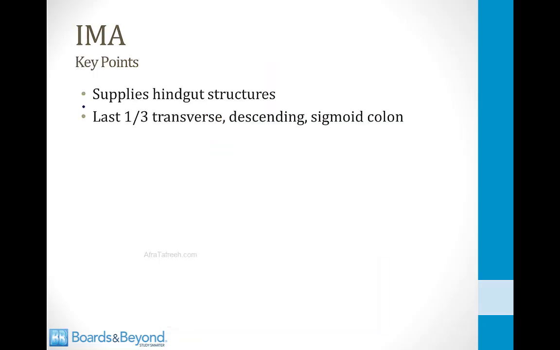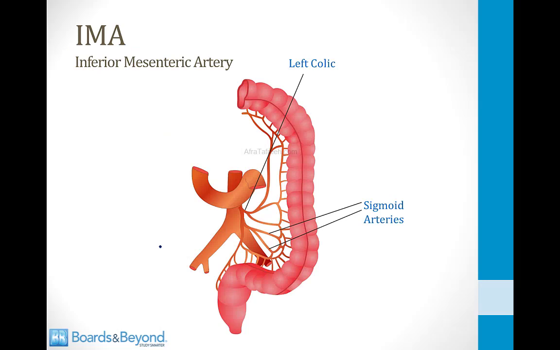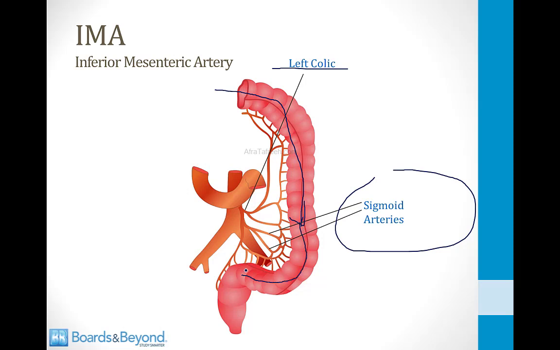The last major branch of the abdominal aorta is the inferior mesenteric artery, or IMA. This supplies the embryologic hindgut structures. Those include the last third of the transverse colon, the descending colon, and the sigmoid colon. Here's a drawing of the inferior mesenteric artery. The first major branch is the left colic, which supplies blood to the distal portion of the transverse colon and the descending colon. There are then a series of sigmoid arteries which supply blood to the sigmoid colon.